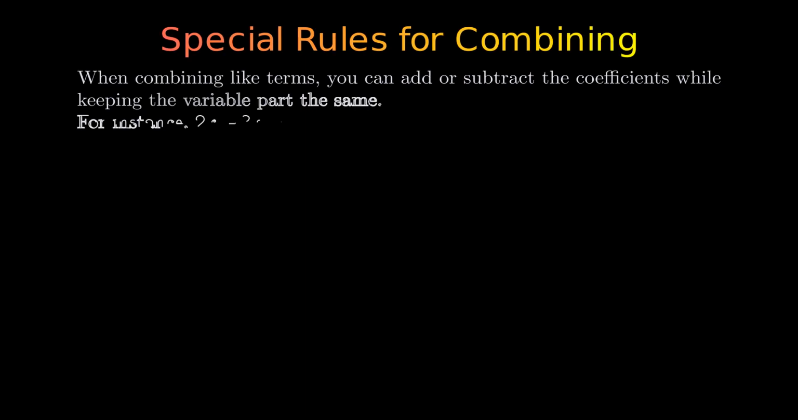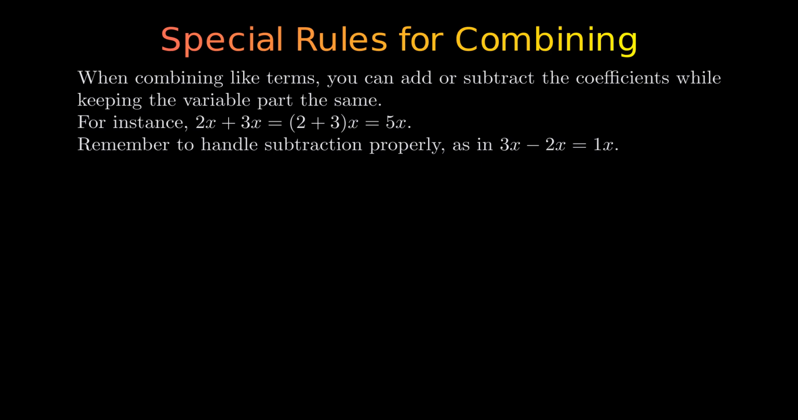When combining like terms, you can add or subtract the coefficients while keeping the variable part the same. For instance, 2x plus 3x equals (2 plus 3)x equals 5x. Remember to handle subtraction properly, as in 3x minus 2x equals 1x.